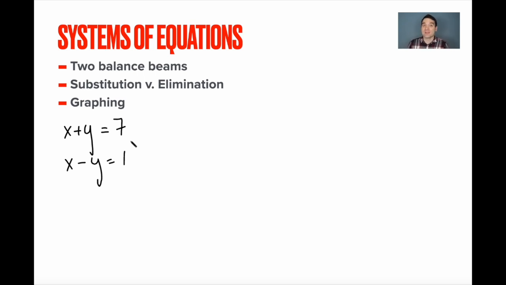But some of you might be able to just look at these equations and say, okay, well, I'm looking for two numbers that add up to 7 but subtract to 1. It's going to be 4 and 3, right? X is 4, y is 3. And again, we will talk about a more methodical way to do that.